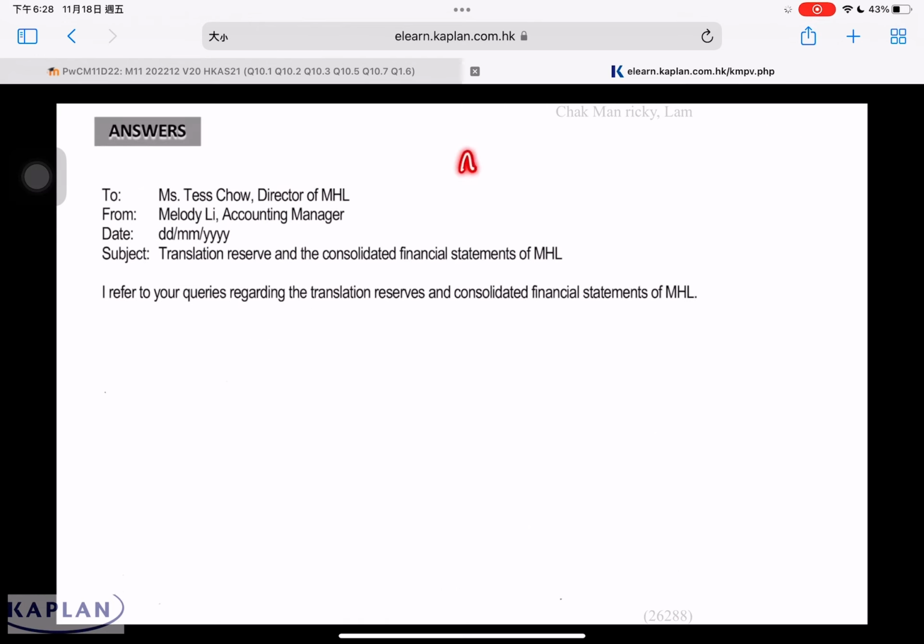Over here, we're required to prepare a memo. To make sure you have proper memo format: to Director Chow, from you, Accounting Manager Lee, the date, the subject. There are 2 issues you have to consider: translation differences, and the worksheet for the consolidated statement of financial position. A simple introduction, and you must have a closing. The first issue you have to consider is to calculate the translation differences.